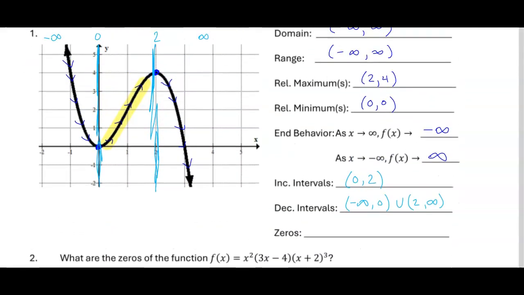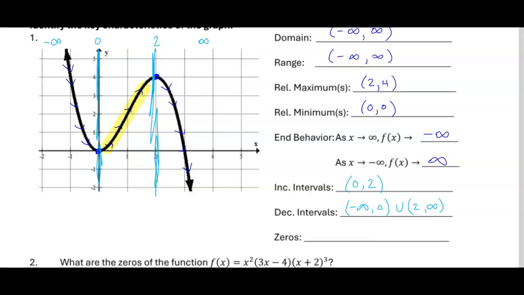Okay. Zeros, we're just looking for x-intercepts for zeros. So that would be one here at (0, 0), and another one here at (3, 0). So you can write them as coordinates. Or you could say that x is equal to 0 and 3. That's another way you could write that.